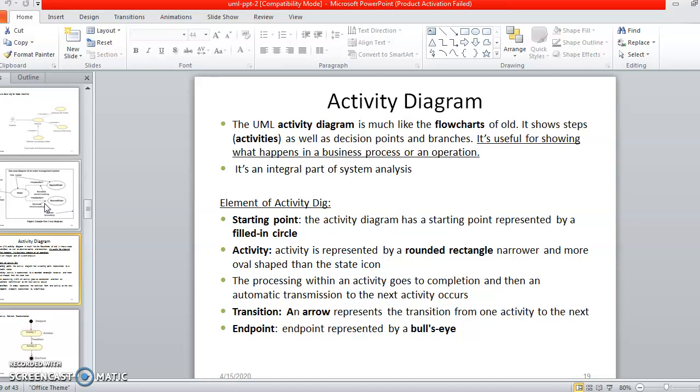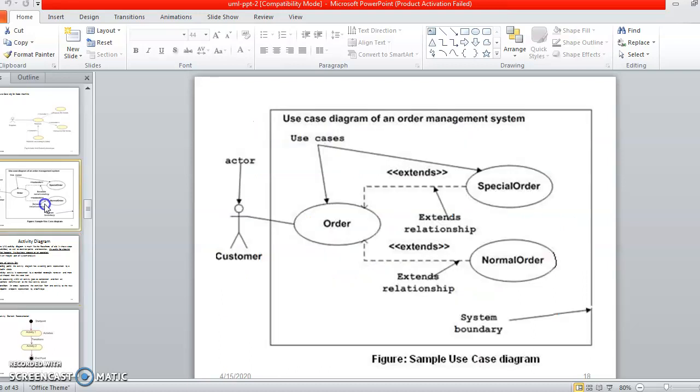First of all, starting point. An activity diagram has a starting point represented by a filled circle. Activities are represented by rounded rectangles.